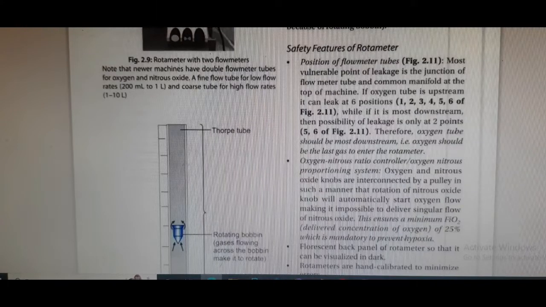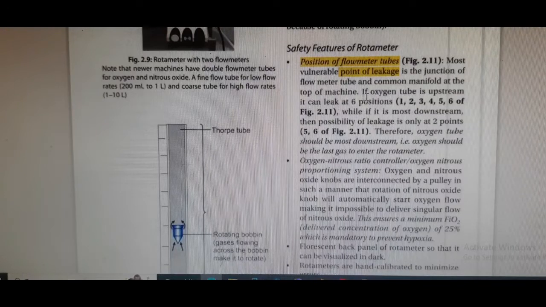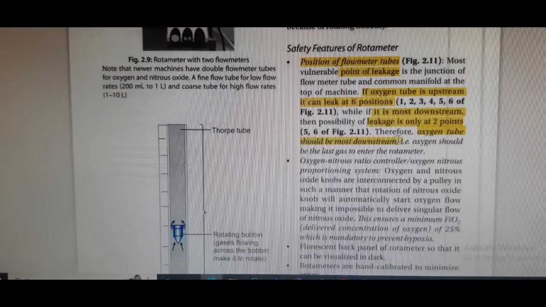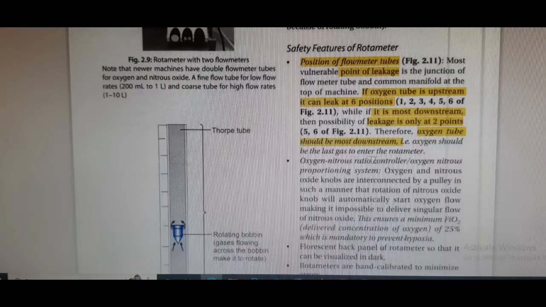So what are the safety features of a rotometer? The position of the flow meters is such that there is no leakage at any point. There should be no leakage in the function of the flow meter tubes and the common manifold at the top of the machine. If the oxygen tube is placed upstream, it can show a leak in 6 positions. While if it is placed downstream, the leakage happens in only 2 points. So the oxygen tube is always kept downstream. That is, oxygen should be the last gas to enter the rotometer.